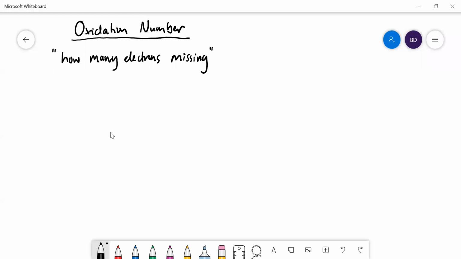Okay, in the last video we looked at this definition of oxidation and reduction in terms of losing electrons. OIL RIG: oxidation is loss, reduction is gain. Now we had come across that at GCSE. What we're going to do in this video is talk about oxidation number, which is a new concept.